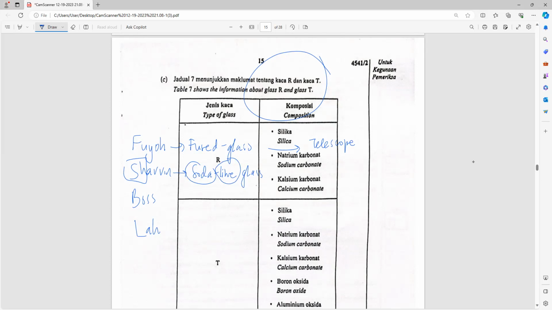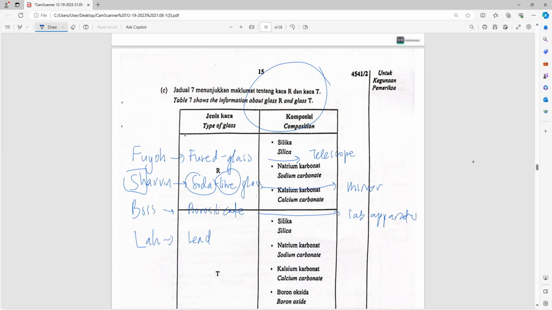So soda lime is, okay, think of Sharvin. Sharvin is like kind of wants to be cool all the time. So he's always looking in the mirror. Is that true about Sharvin anyway? Yes. Okay, he likes to look in the mirror. So one example of soda lime is mirror. Then Boss is borosilicate. Okay, and then you think about Sharvin in my lab, and he breaks all my lab apparatus. Okay, and then the last one is lead crystal, and that would be all the beautiful decorative stuff that you see.